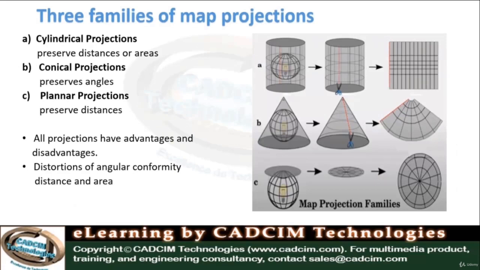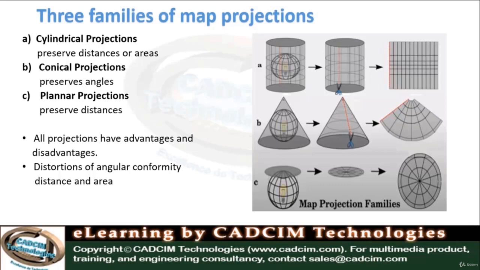First, there is cylindrical projection that is designed to preserve distance and areas. If you imagine a globe and fold a sheet of paper around it in the shape of a cylinder and project everything that is on the globe to the cylinder that surrounds the globe, and then we cut the cylinder open, then we get cylindrical projection.